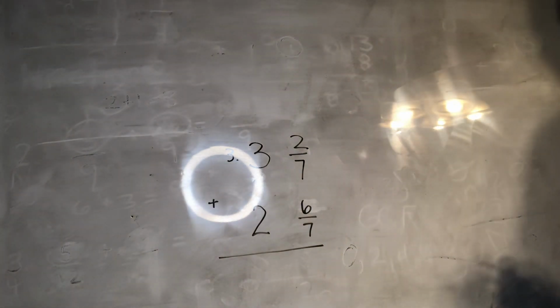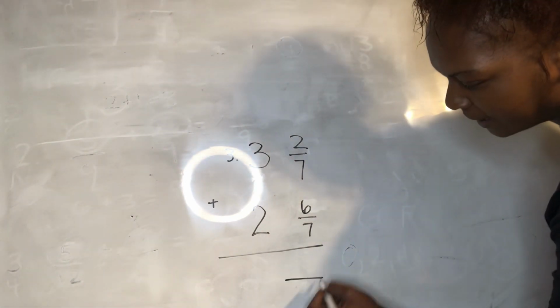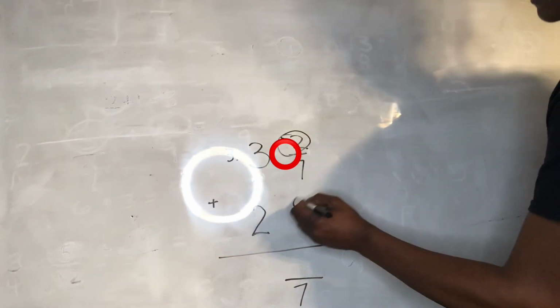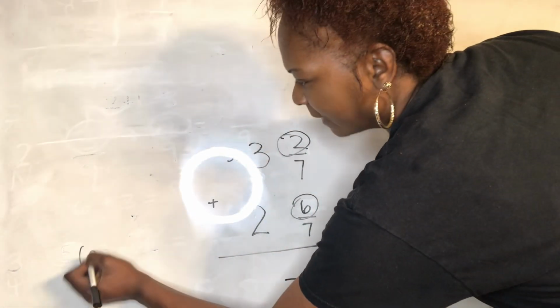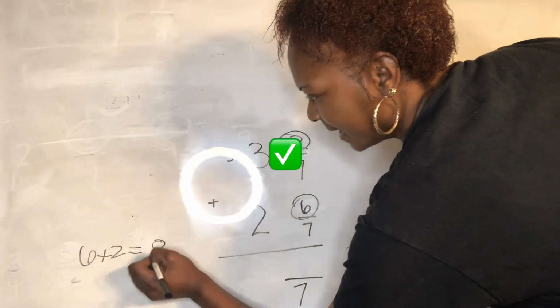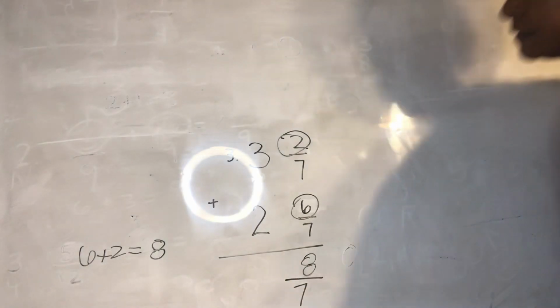So we're going to go immediately to look at our denominators. We're going to write in our 7. We're going to circle our numerators. We're going to write our 6 plus 2 equals, that's right guys, 8. And we're going to put that 8 over top the 7.